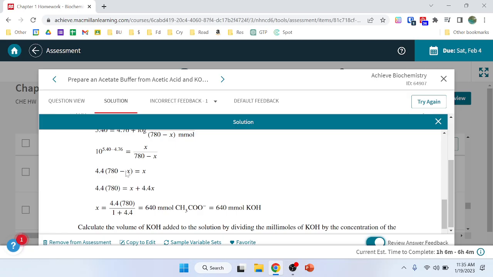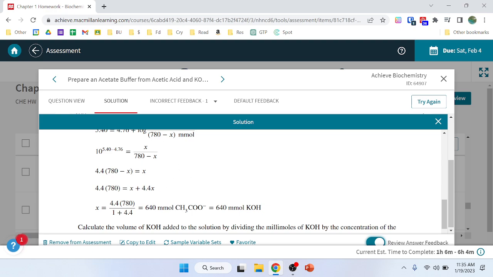We distribute this number through. Notice they're just doing it in 2 sig figs. You would not want to actually do it in just 2 sig figs, right? Your rounding errors would be huge. Okay? So we would get the 4.4 times the 780. That would then be equal to X plus 4.4X, right? Is everybody good up to this point? Okay, did I lose anybody at all?